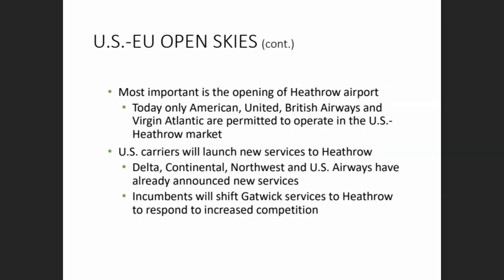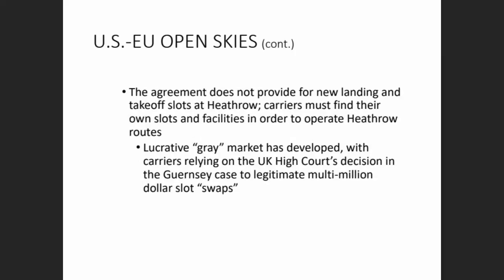Most important is the opening of Heathrow Airport. Today only American, United, British, and Virgin Atlantic are permitted to operate in US-Heathrow markets. US carriers will launch new services to Heathrow: Delta, Continental, Northwest, and US Airways. Incumbents will shift Gatwick services to Heathrow to respond to increased competition. The agreement does not provide new landing and takeoff slots at Heathrow. Carriers must find their own slots and facilities in order to operate Heathrow routes. A lucrative gray market has developed. Carriers rely on the UK High Court decision in the Guernsey case to legitimize multi-million dollar slot swaps.